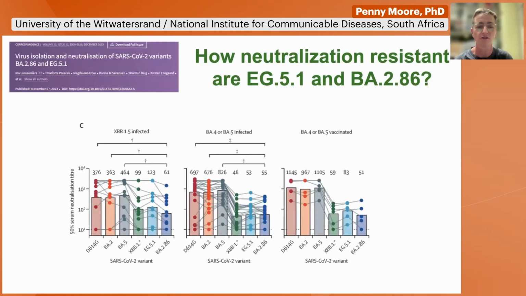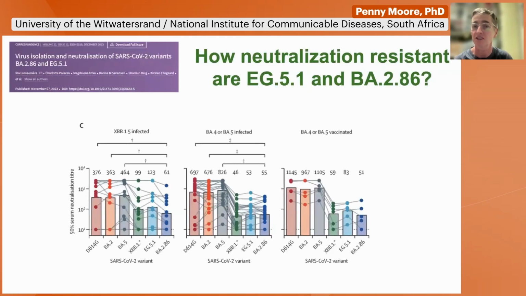So if you look on the far left of each of these graphs, you can see D614G, the ancestral variant, nice high titers there ranging from nearly 400 to more than 1,000. But if you look at the final two columns in each of the graphs, that's EG.5.1 and BA.2.86, you can see a huge loss of activity of those antibodies. Those bars are much lower. And the titers are somewhere between 51 and 123. That's probably below the level of protection.